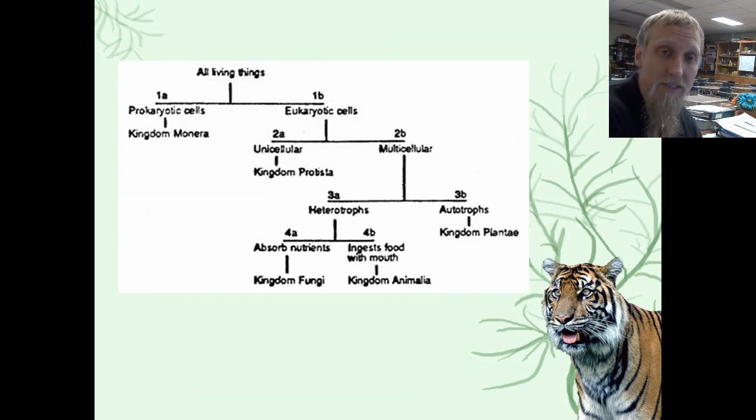Here's another dichotomous key that just shows you how to put things in the right kingdom. The first pair of statements is, is it prokaryotic or eukaryotic? Does it not have a nucleus, or does it have a nucleus? If it doesn't, then I am in the kingdom Monera. I'm already done. If it does, I could continue on through the rest of that dichotomous key: unicellular, multicellular, heterotrophs, autotrophs, and so on. And if it absorbed the nutrients, it'd be kingdom Fungi. But if it used a mouth to get them, it'd be the kingdom Animalia.